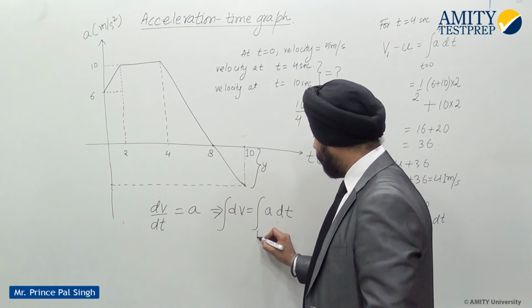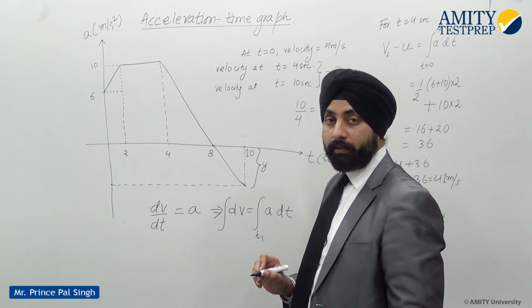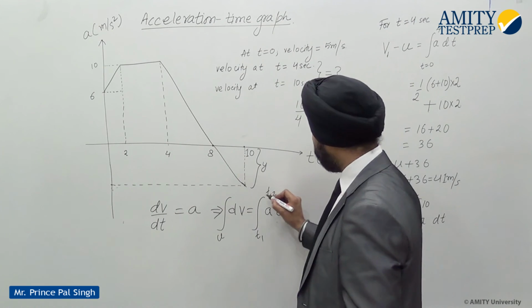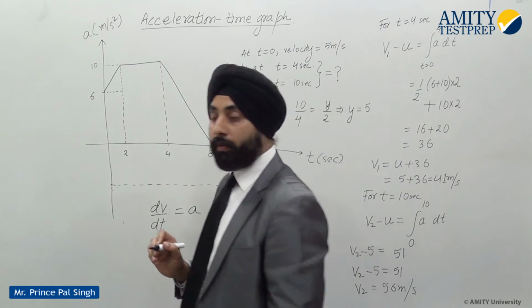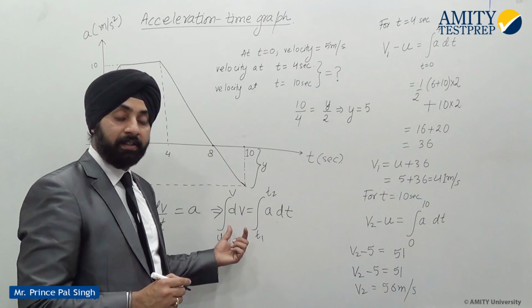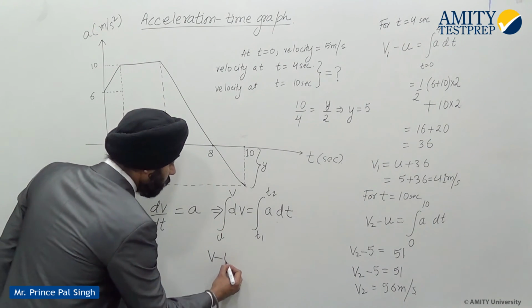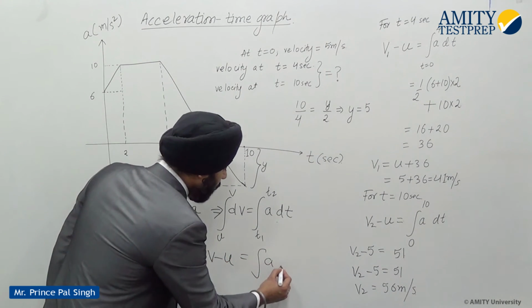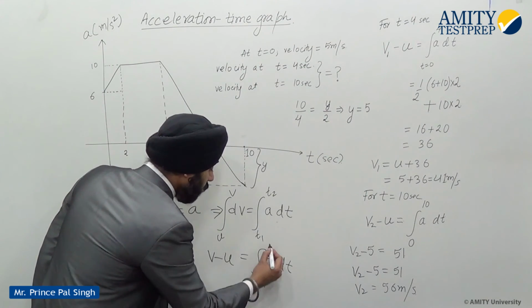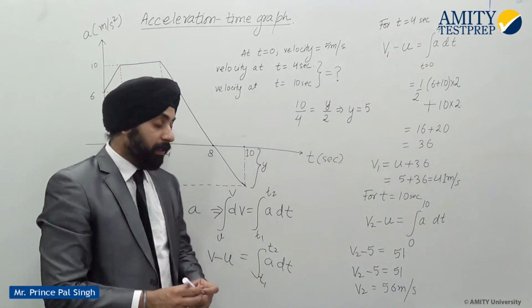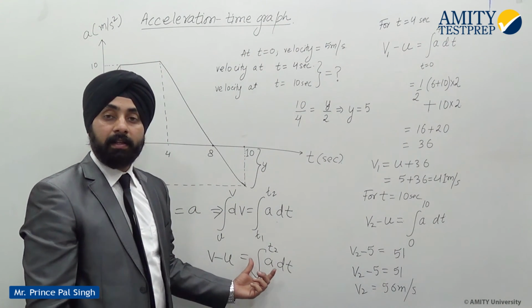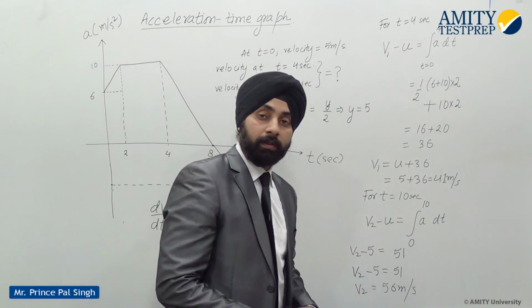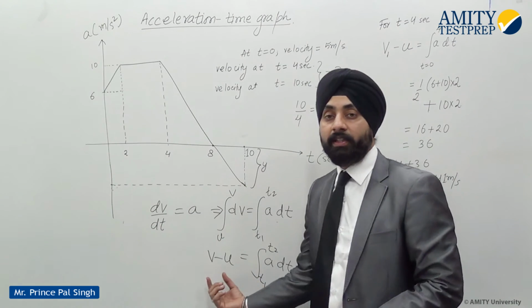from the limit at t1, the velocity is u, and at time t2, the velocity is v. So we will get, on the left side, the integration gives us v minus u equal to the integration of a dt from t1 to t2. This tells us the area under the acceleration time graph from time t1 to t2. So the area under the AT graph gives us the change in velocity.